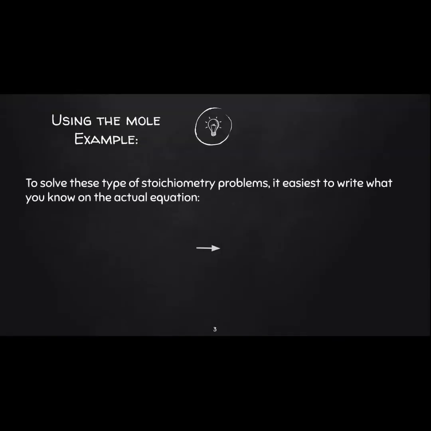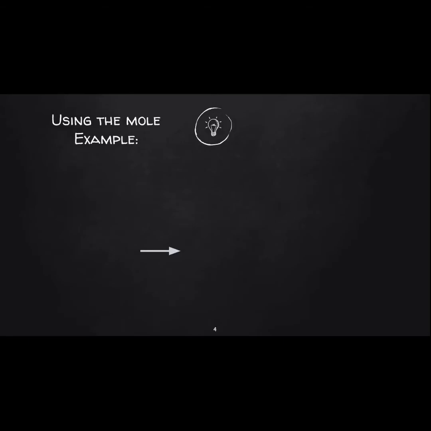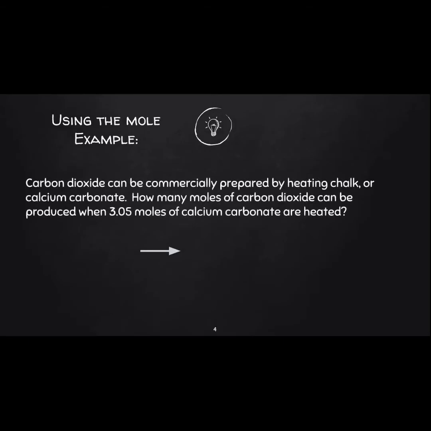Okay, let's move on. To solve these types of problems, it's easiest to write what you know above the actual equation. That's what I just showed you. Let's do another example. Carbon dioxide can be commercially prepared by heating chalk, or calcium carbonate. How many moles of CO2 can be produced when I have 3.05 moles of calcium carbonate and I'm heating them?